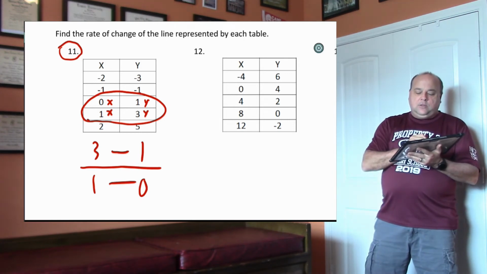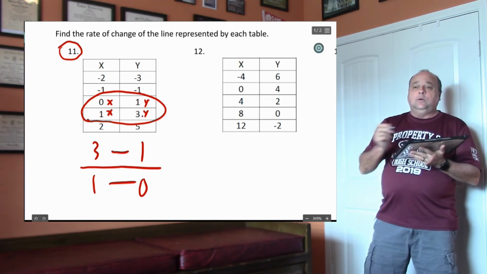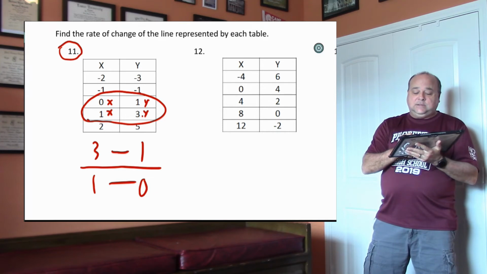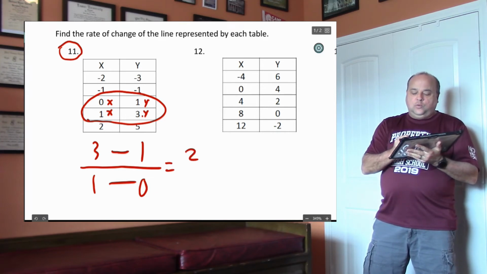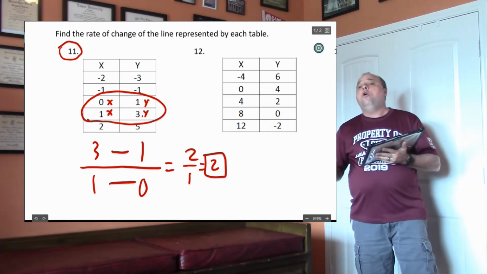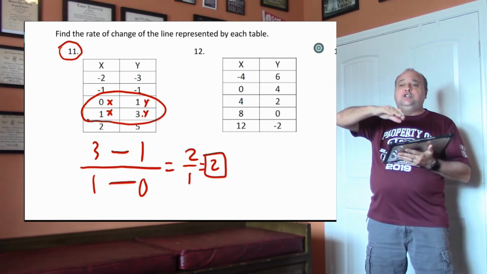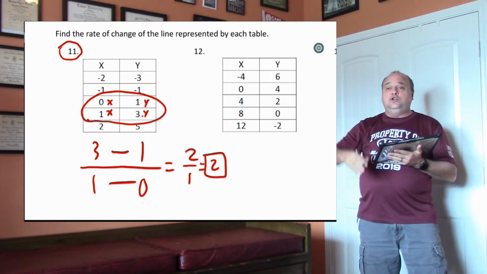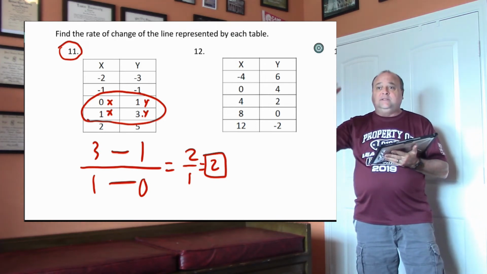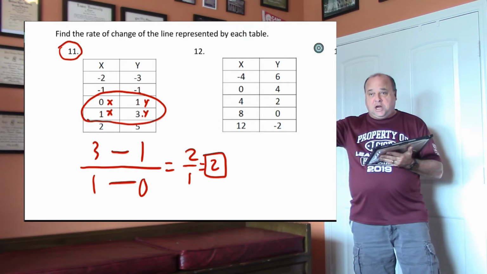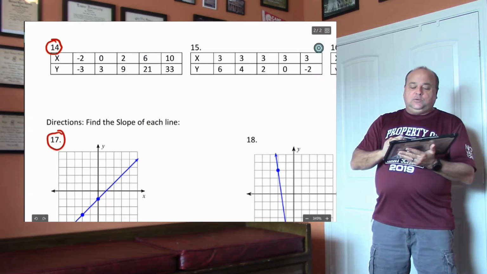So the 3 and the 1 are together, and the 1 and the 0 are together on the same side of the minuses. 3 minus 1 is 2, 1 minus 0 is 1, so the slope of that table is 2. You can pick any 2 ordered pairs you want in there. It is always going to give you 2, because remember, your slope is a constant rate of change. Well, let's go to the next one.